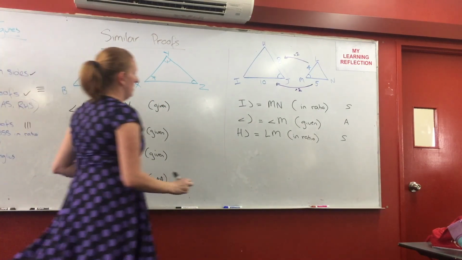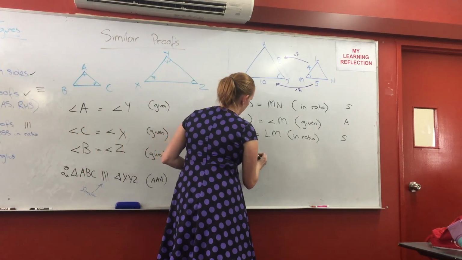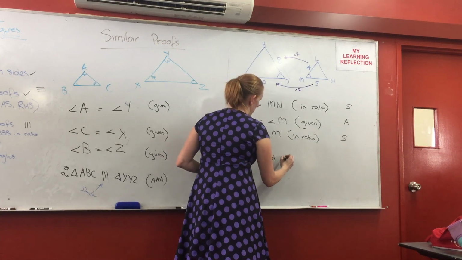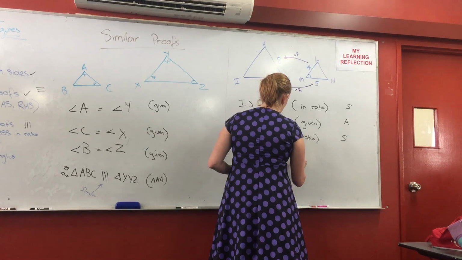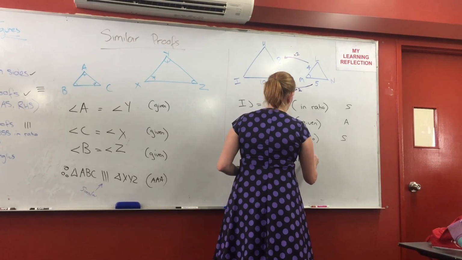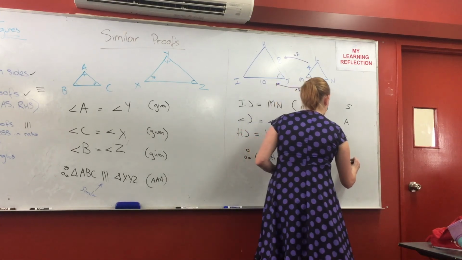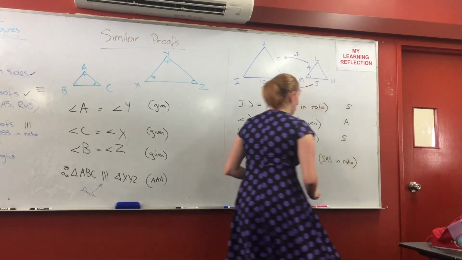Therefore, triangle IJH is similar to the triangle MNL. Yes, or LMN. Wait, it doesn't matter the order of the letters, right?